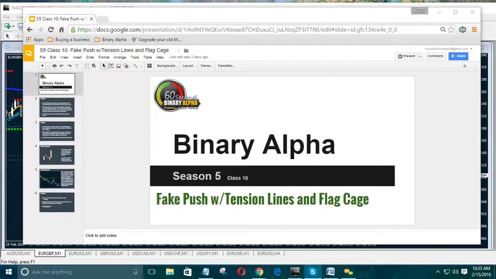He says, Adam, for a fake push, should we look for a decent flag candle that breaks the second moving average and the Kazi high-low, or is a flag candle sequence adequate? Either one is fine, but whichever candle actually breaks the second moving average and the Kazi high-low, that's going to be the candle that you draw your flag cage from, okay?